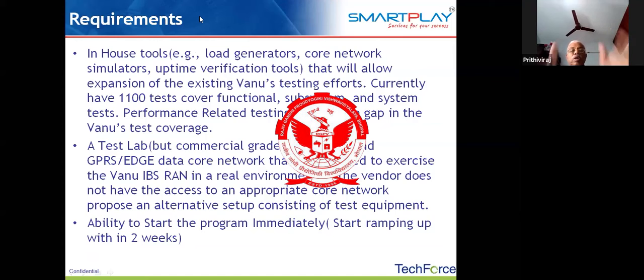Yeah, so these are all the requirements you have in terms of the verification tools and what is required for the testing efforts. Currently, they have 1100 tests covering functional subsystems, system tests, and performance related testing, the large gap in VANU's test coverage. This covers all the GSM voice, GPRS data, EDGE data, up to 3G. If the vendor does not have access to an appropriate core network, an alternate setup consisting of test equipment is also being made available.